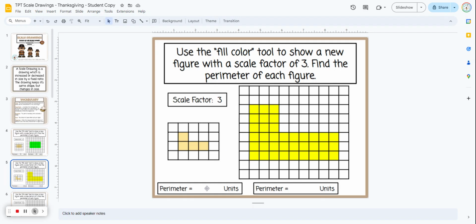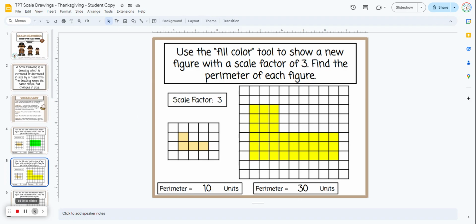And again, we're going to look at the perimeter. So the perimeter of the smaller figure will be 10 units. And the perimeter of the larger figure will be the smaller perimeter multiplied by the scale factor of 3. So it should be 30 units, and students can count around the outside and make sure that's correct.